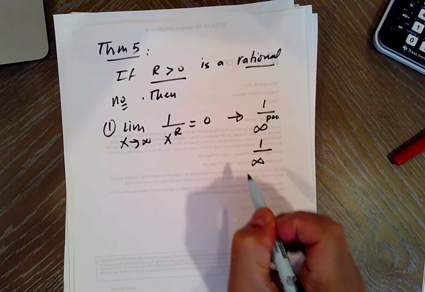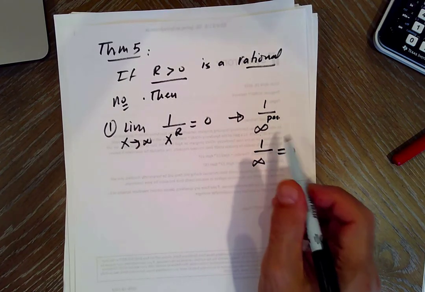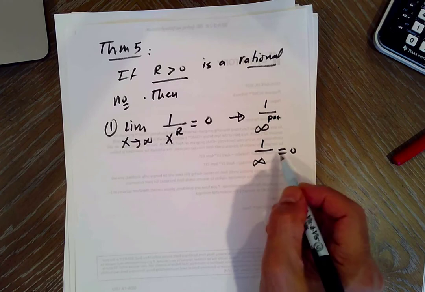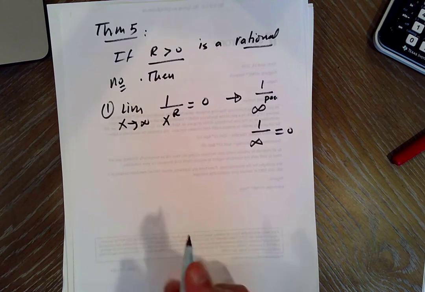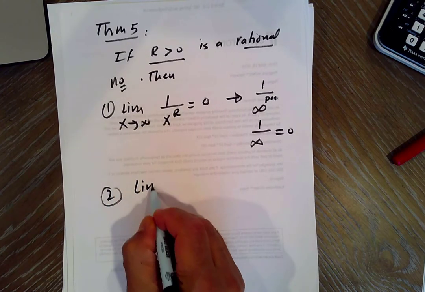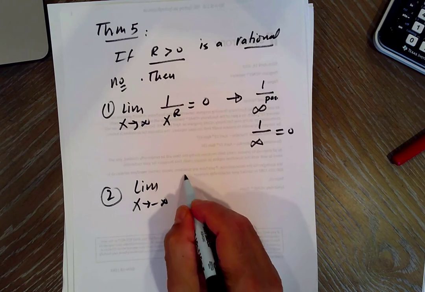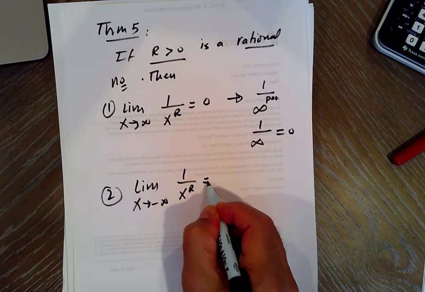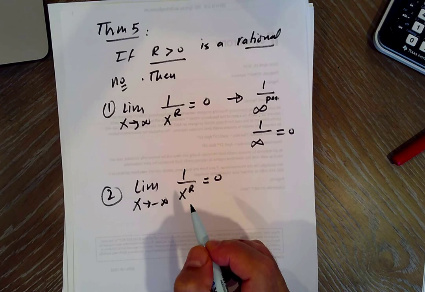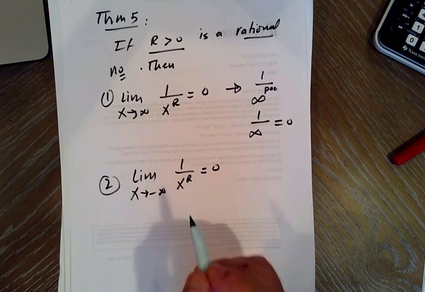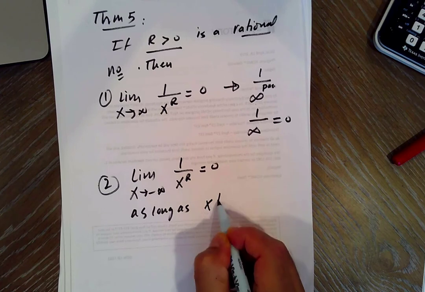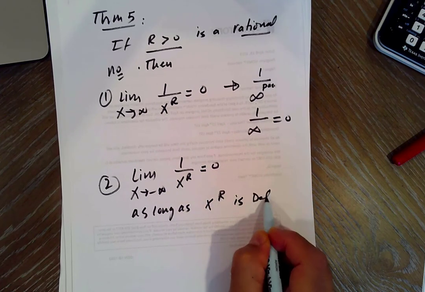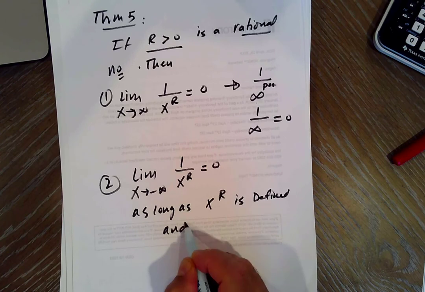And a number divided by infinity is always 0. Whether it's 1 or 2 or 3 or 10 or -5, it's always going to be 0. So a number divided by infinity is 0, a number other than 0, okay? And the limit as x goes to negative infinity of 1 over x to the r equals 0, as long as x to the r is defined and a real number.